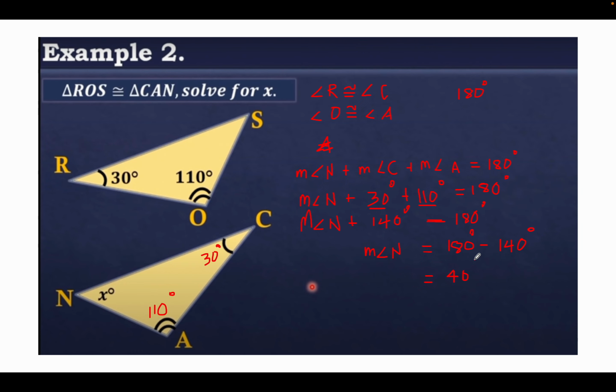Okay? Therefore, measure of angle N, or X in the figure, but we can use measure of angle N, is equal to 40 degrees. Are you following? Yes po, sir. Okay? So that's how we find the missing value of angle N. Well, try to check.